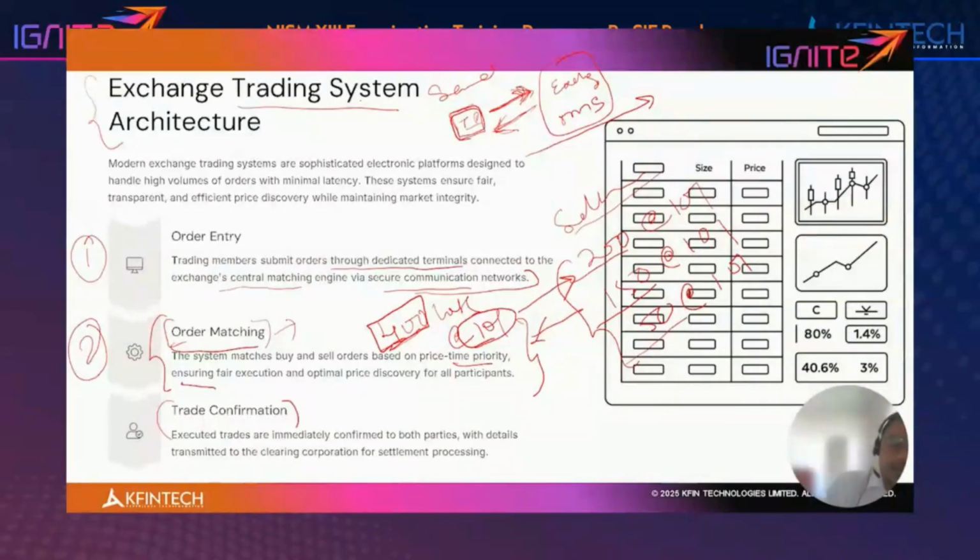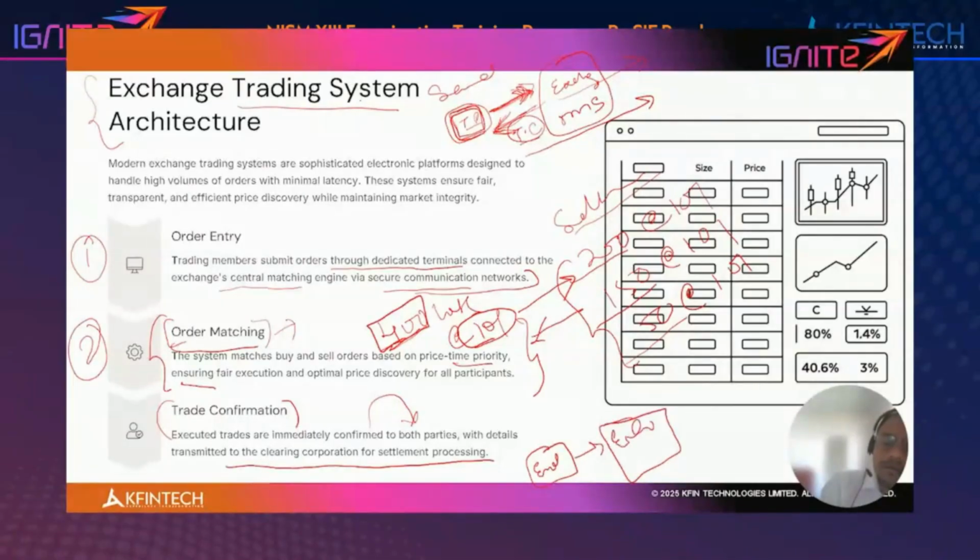Trade confirmation, as I mentioned here, TC, trade confirmation. Any orders which are executed over here and which are successfully fulfilled will come back as a trade confirmation to the broker. Executed trades are immediately confirmed to both parties with details transmitted to CCP. So understand like this, this is the end user or the broker. This is the exchange platform. Once a confirmation comes, it goes to the broker as well as it goes to the central clearing party, because this guy needs to know who is the buyer, who is the seller, and what is the obligation that is pending across both the parties.